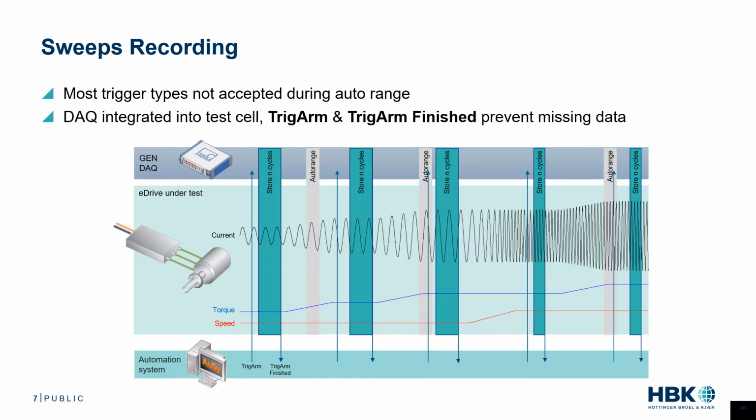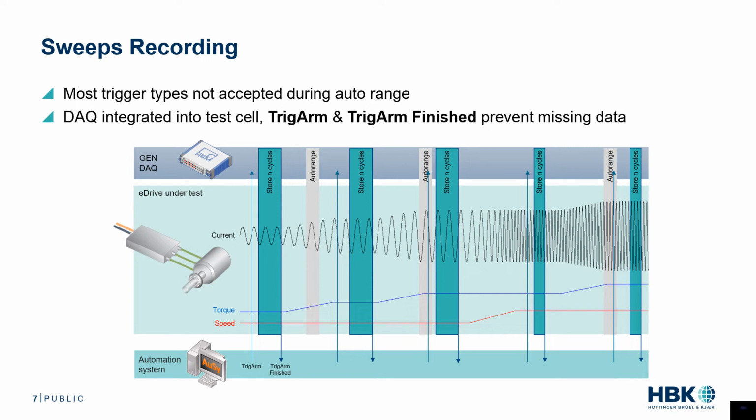If the user is making a sweeps recording, most input trigger types are not accepted while an auto range adjustment is taking place, and thus the user will not see a gap in the recorded data. However, if the GenDAC mainframe is integrated into a larger test cell and is being controlled by an automation system, the handshaking communication of trigger arm and trigger arm finished between the automation system and the mainframe prevents a sweep or set point from being missed by delaying the trigger until the auto range is complete.